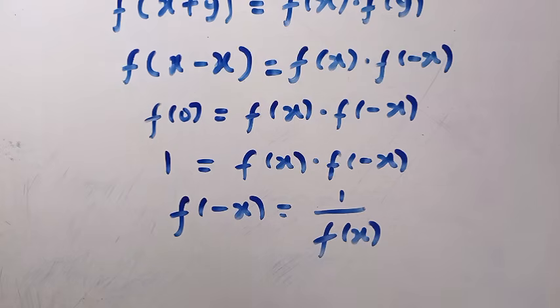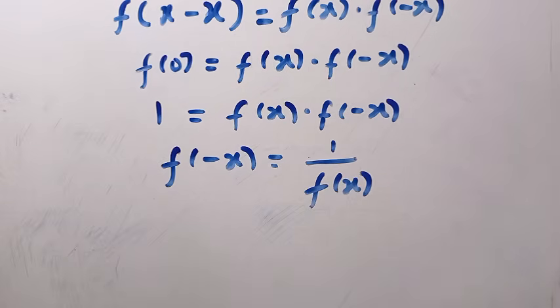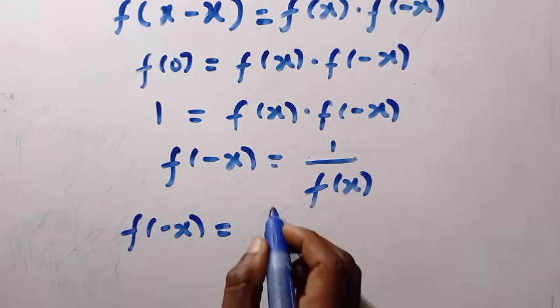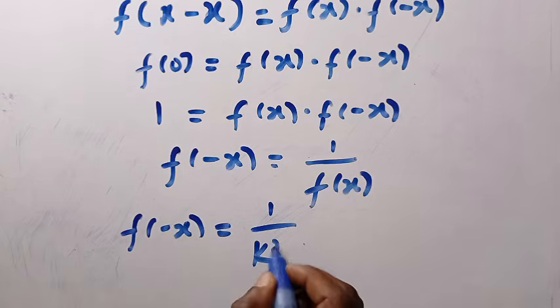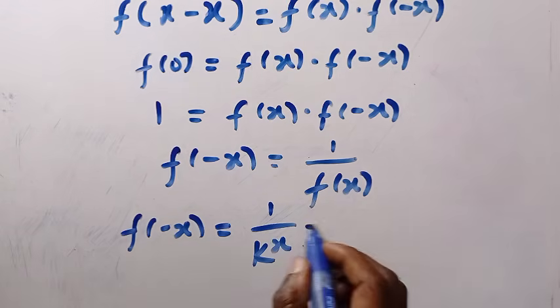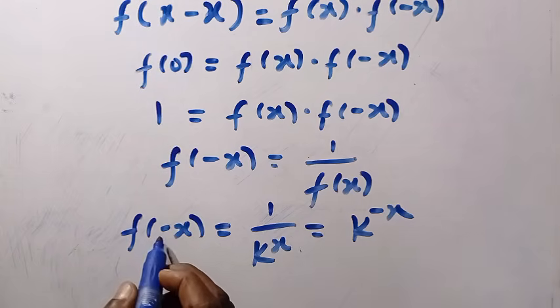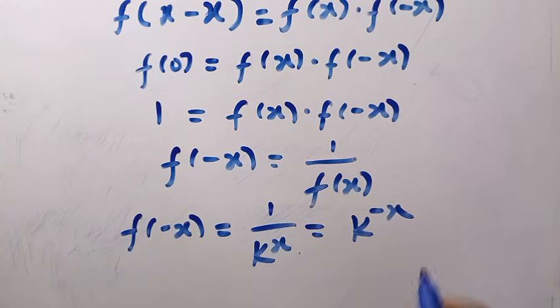And how do we know that this works? From the above, we get f of x as k raised to power x. So if I replace this, we have f of minus x equals 1 divided by k raised to power x, and this results in k raised to power of minus x. For every f of negative x, we have k raised to power minus x. So this one is true.